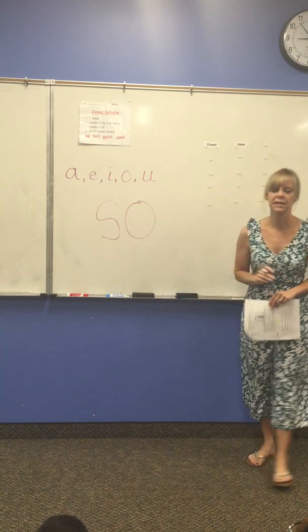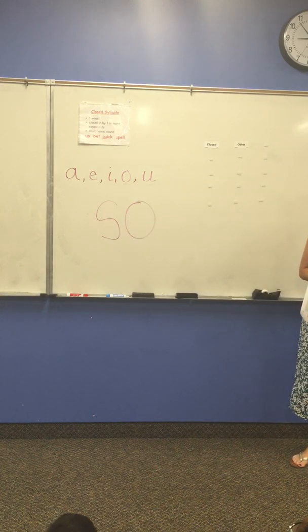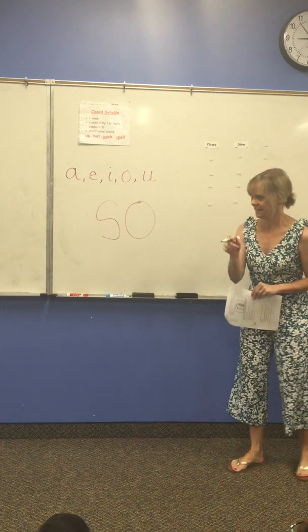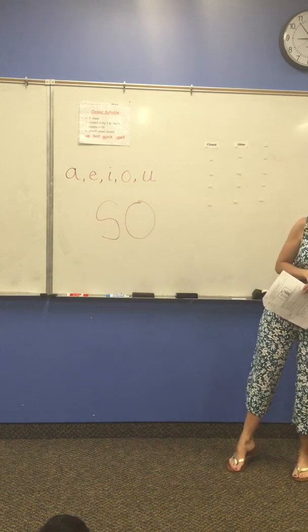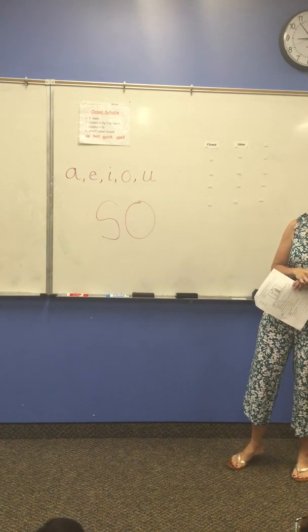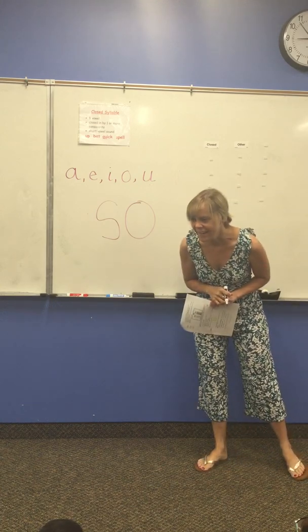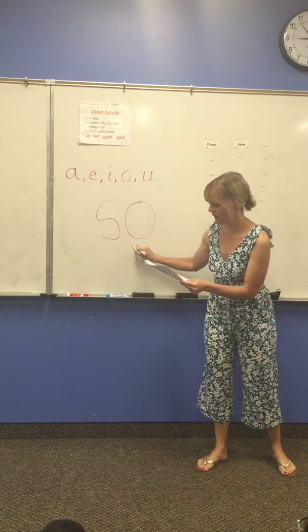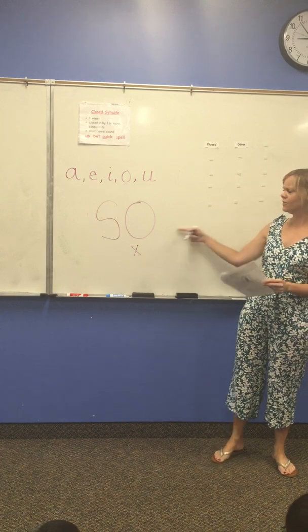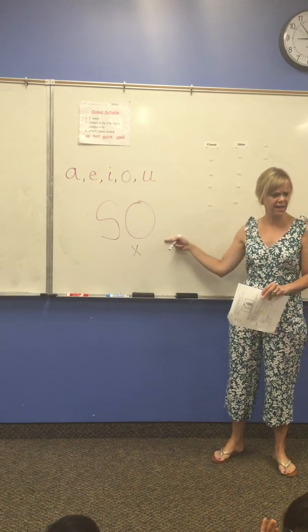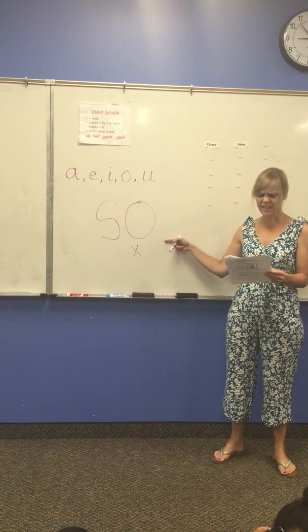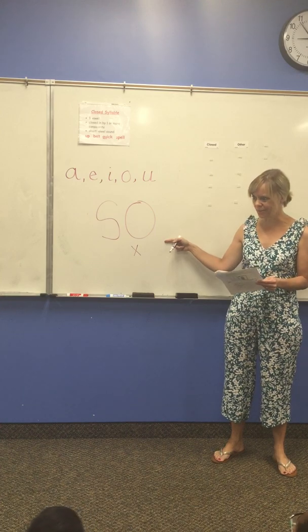How many vowels do you see, everyone? One. Name it. O. Let me hear everyone's voice. How many vowels do you see? One. Name it. O. Is there a consonant closing this vowel in at the end? No. This is not a closed syllable.